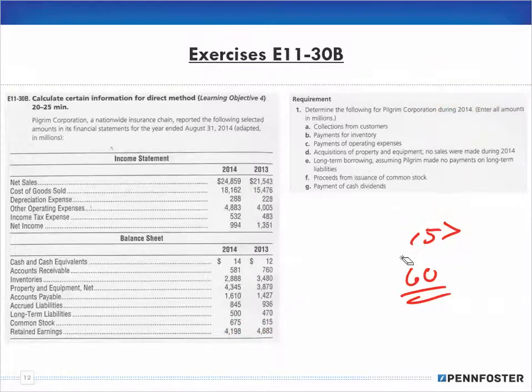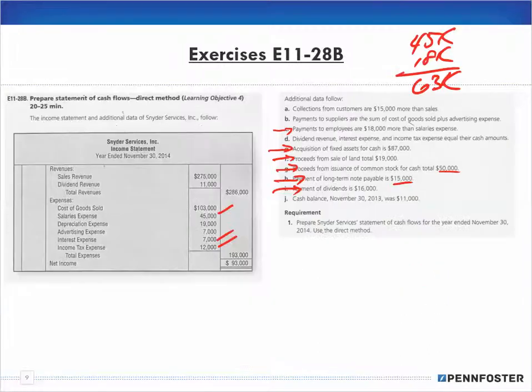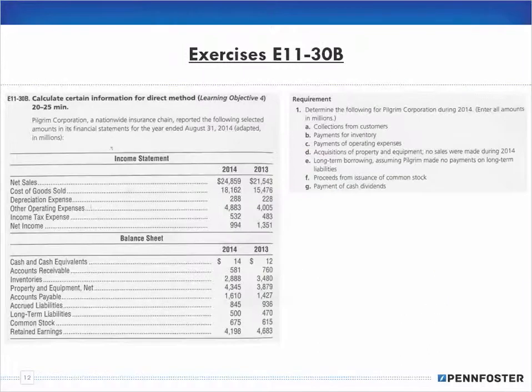Okay, and lastly, the payments of cash dividends. Now remember, for the payment of cash dividend, notice that there's nothing on our income statement here, and there's nothing on our balance sheet. But where do the cash dividends come from? They come from the retained earnings account.